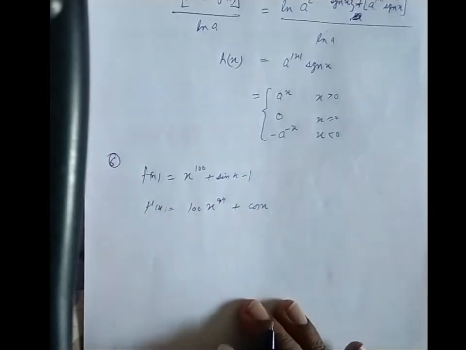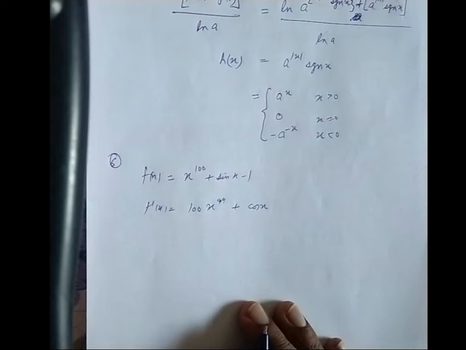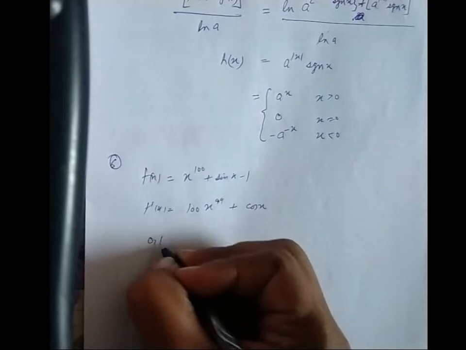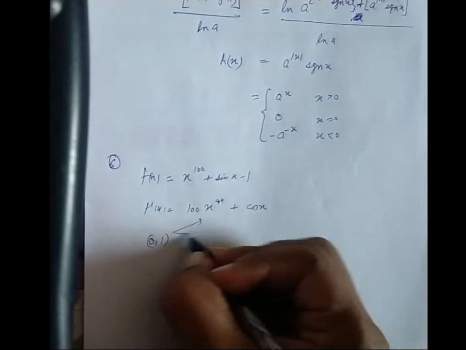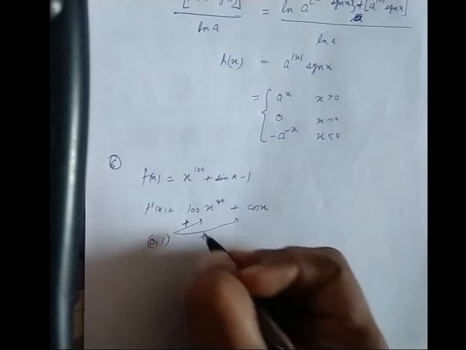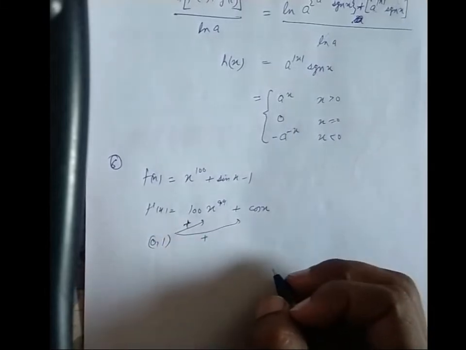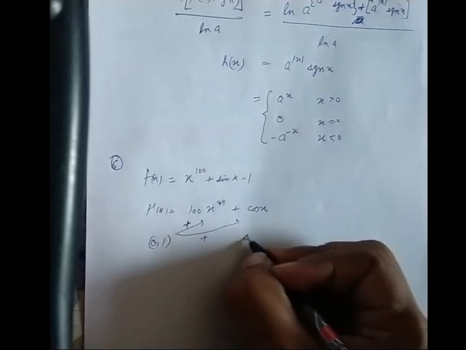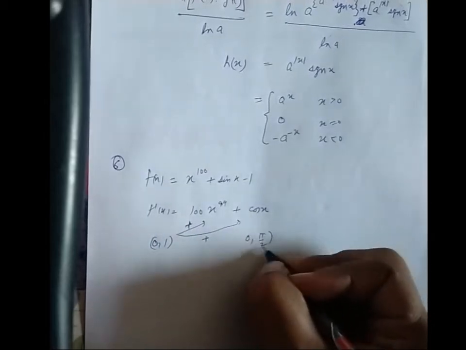So when x belongs to 0 to 1, both of them are positive. When x belongs to 0 to pi by 2, then again cos x and x power 99 are both positive.